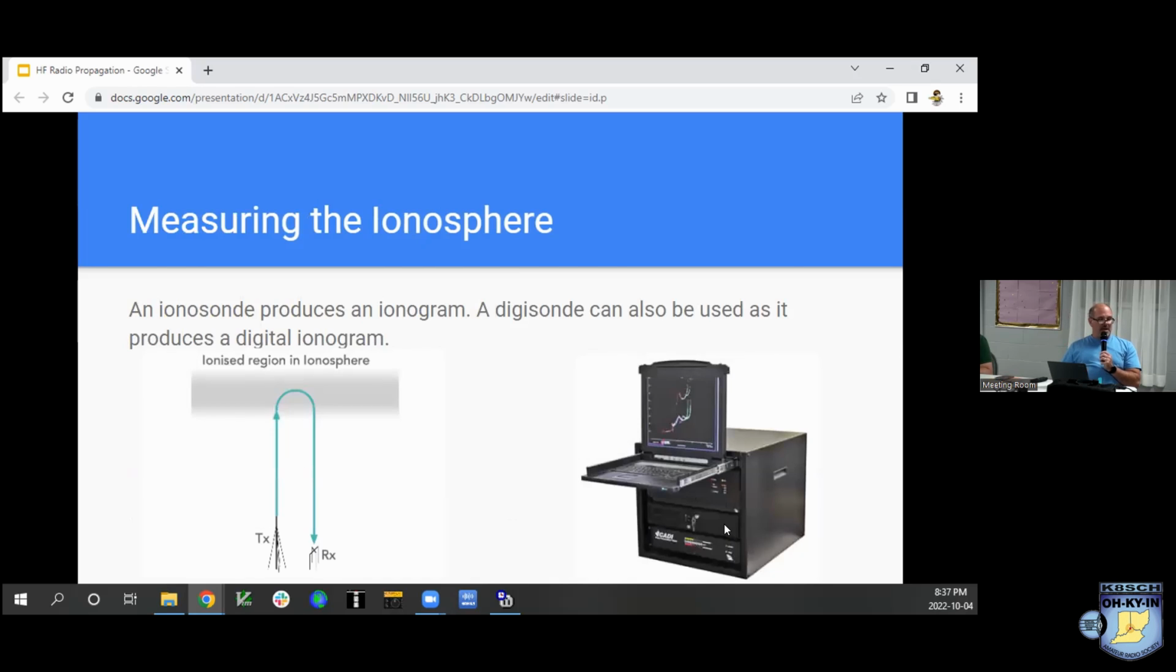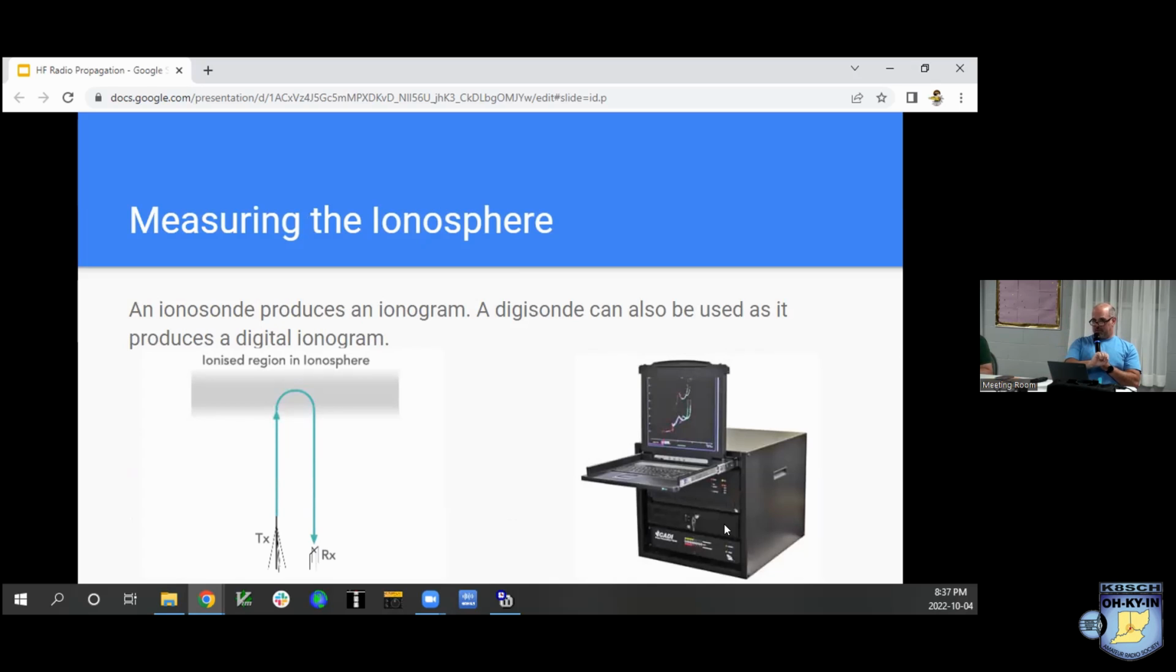So how do we measure the ionosphere? We have a device called an ionosonde, which is basically a portmanteau of ionosphere and sound. Remember the sounding devices, I think we still used them back in the 40s and 50s, where we'd launch rockets up and take measurements of the atmosphere. Well, this is an electronic version of that. It is essentially a vertical sweep radar.